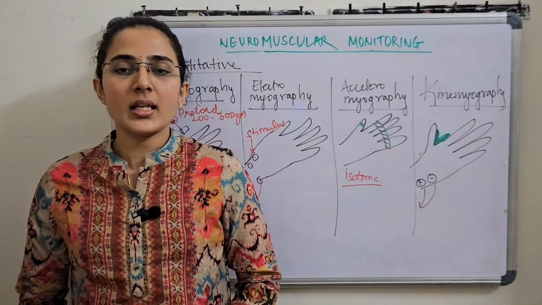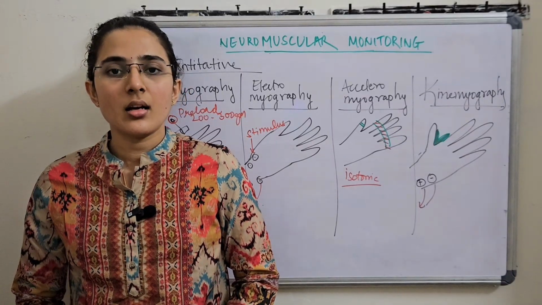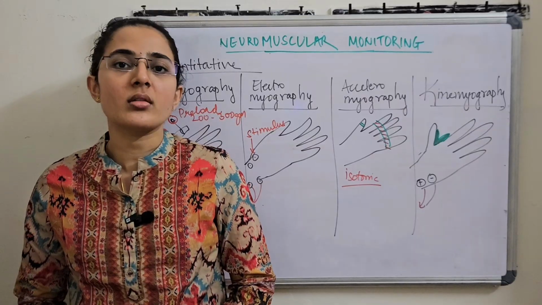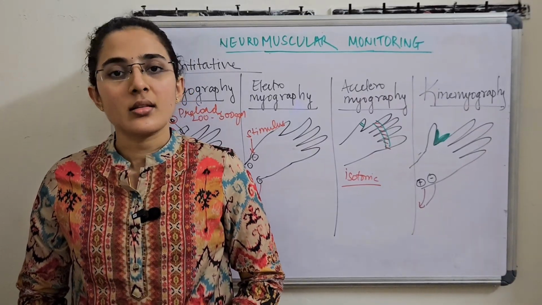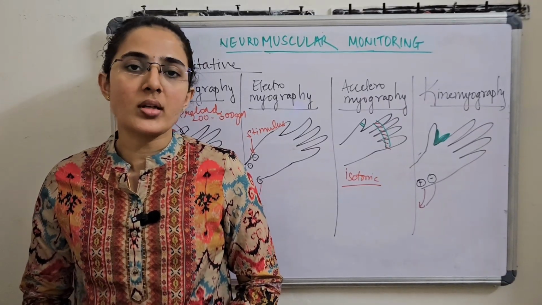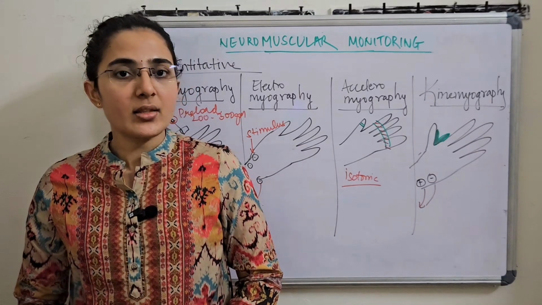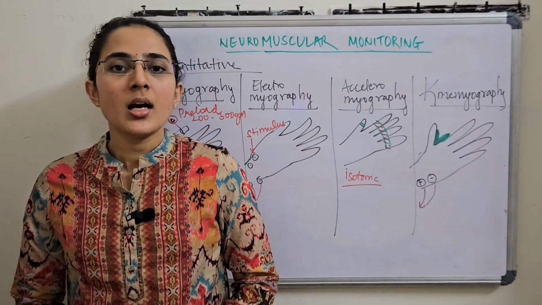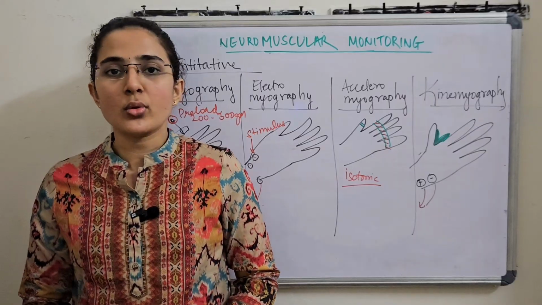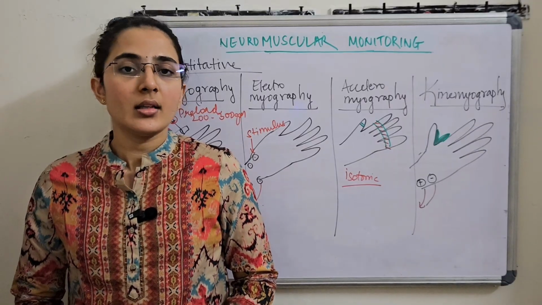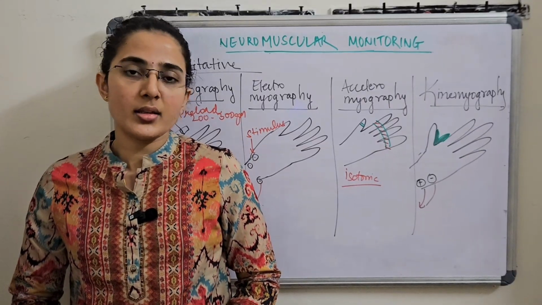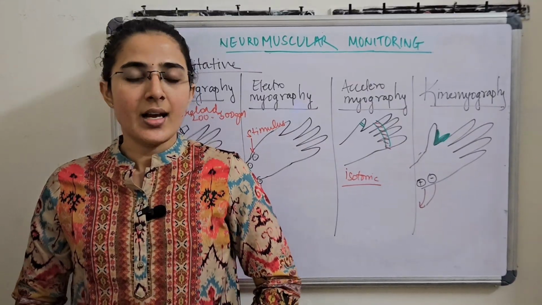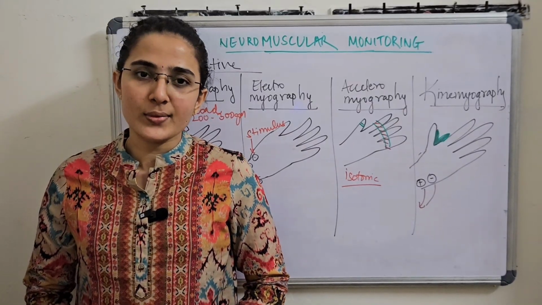So in this video, we have discussed neuromuscular monitoring. We have discussed the various types of electrodes, the sites of monitoring, and the important methods of qualitative and quantitative neuromuscular monitoring. I've also tried to explain how to use the neuromuscular monitor to check the depth of the neuromuscular blockade. I hope this video was very useful.